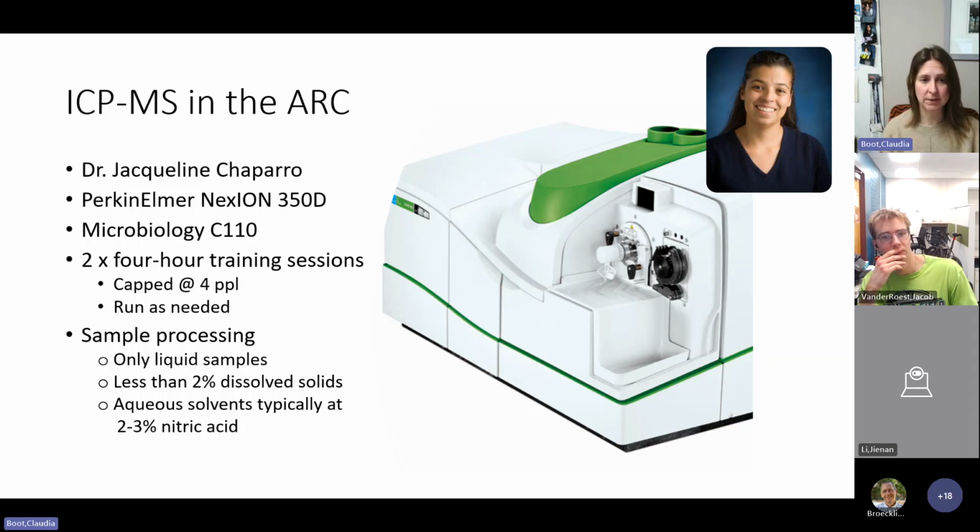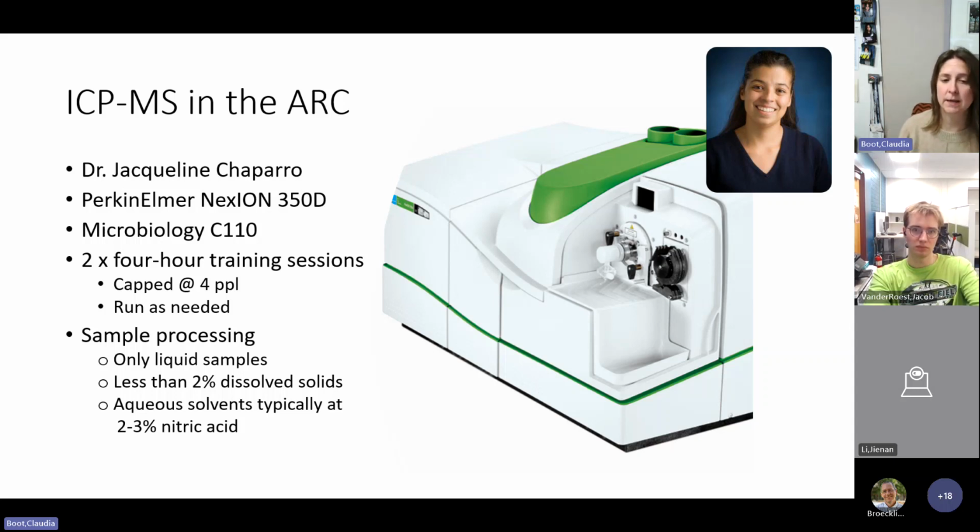It lives in microbiology C110, and she runs training on this for users in 2 4-hour sessions. So there's a lot that goes into sample prep for the ICP-MS, and then there's a lot that goes into the data analysis. And so Jackie will run training sessions as needed for up to 4 people if you want to use ICP-MS. The system can only handle liquid samples that have less than 2% dissolved solids. And usually you're dealing with aqueous solvents that are between 2 and 3% nitric acid, just so you know a little bit about the sample prep for that system.